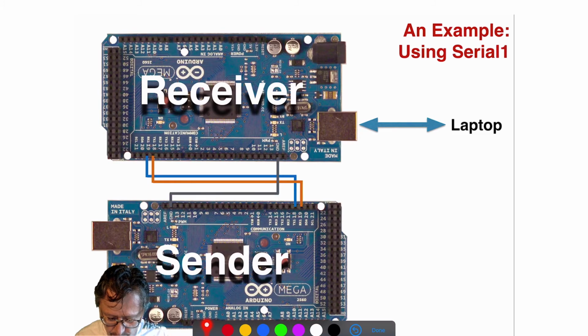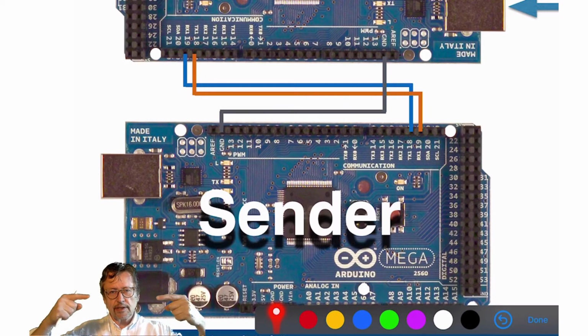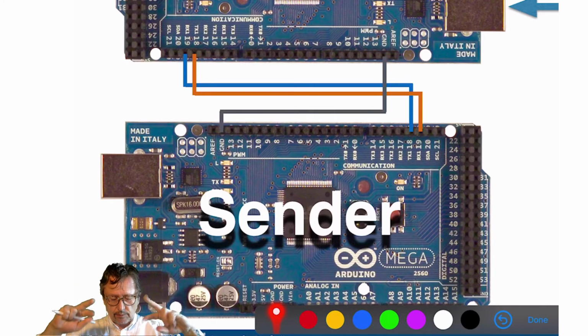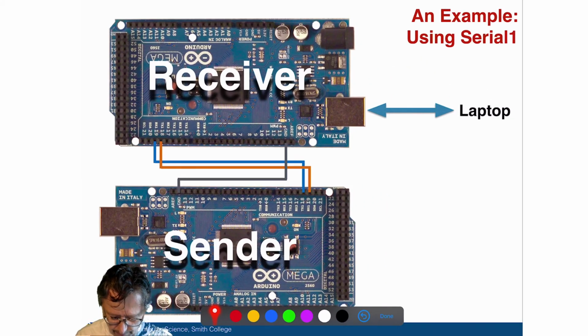And then, in orange here is the receive wire. So I'm going to connect it to the transmit wire of the other one. So always cross when you have a serial communication. TX is going to be connected to RX, and TX here is going to be connected to RX. We'll always cross. And so the blue wire starts from the RX1 of this Arduino and is connected to the TX1 of the other Arduino. So remember that we need to cross these wires.